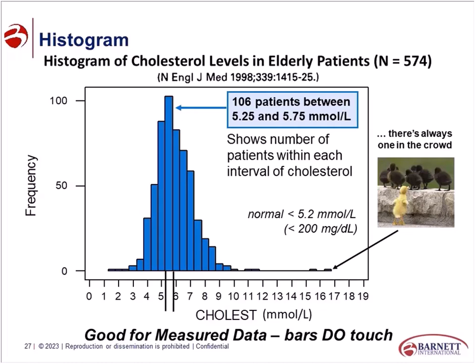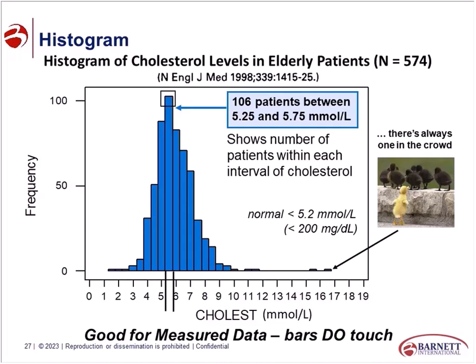Okay, so here we have a distribution of cholesterol levels among elderly patients, and it basically shows you the distribution. Now, the reason people call this a bar chart is because you can see above this bar there's 106 patients. Of course you can always put the numbers above the bars, but here the numbers would be too small to look at, so we don't bother with them. But anyways, the top of the bar here shows 106 patients between 5.25 and 5.75 millimoles.